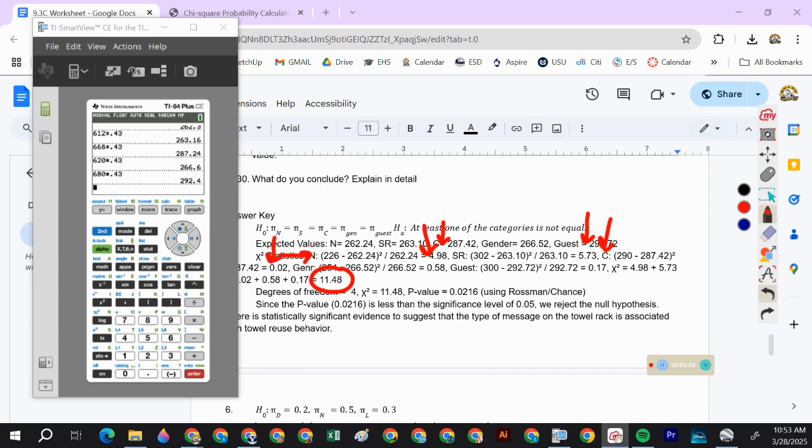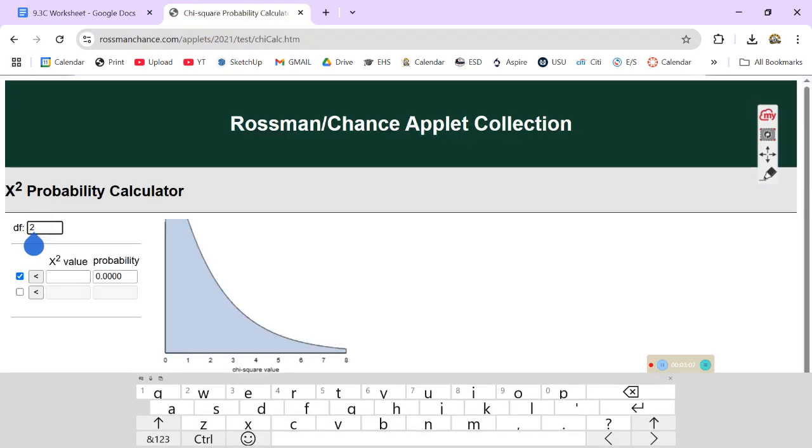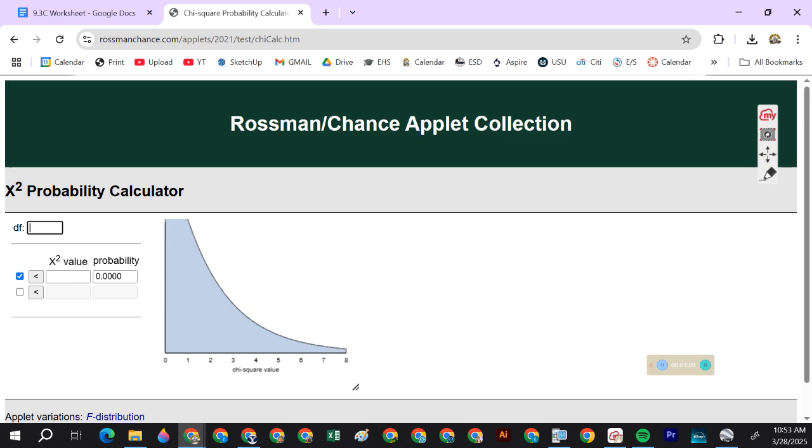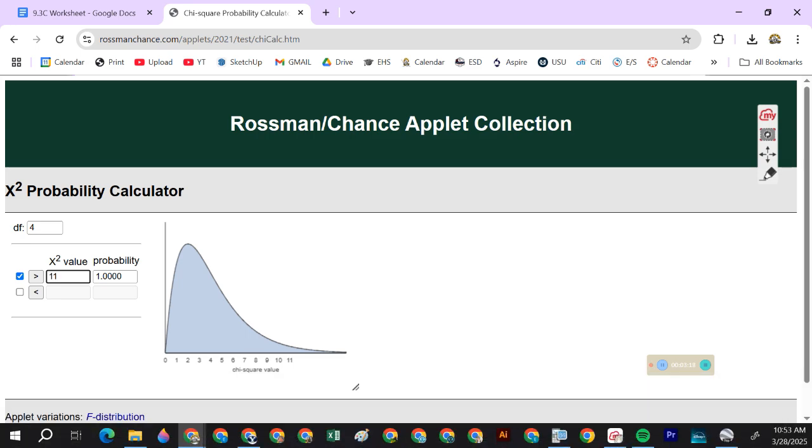So then I take that 11.48 and I plug it in here. How many degrees of freedom are there? 4 there, because there are 5 categories. And 11.48, and that gives me a p-value of 2%.